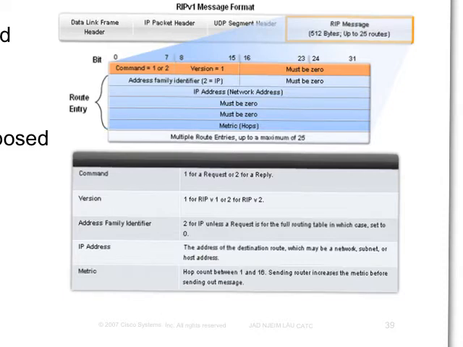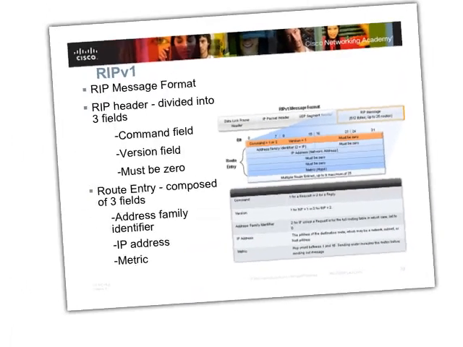Then this route entry will be replicated as many times as we need, up to how many? 25. Up to 25 route entries. We cannot accommodate in one update message more than 25. So if you have more than 25 route entries in the routing table, then we have to use 2 messages or more than 1 message.